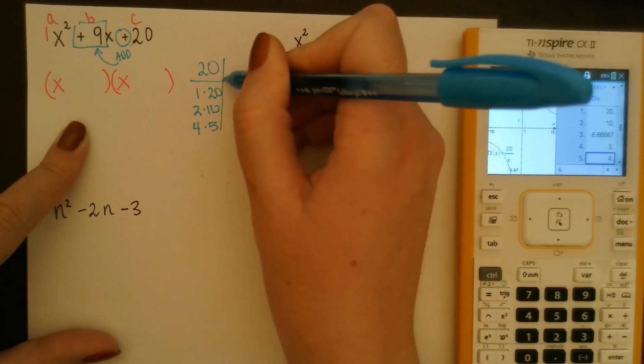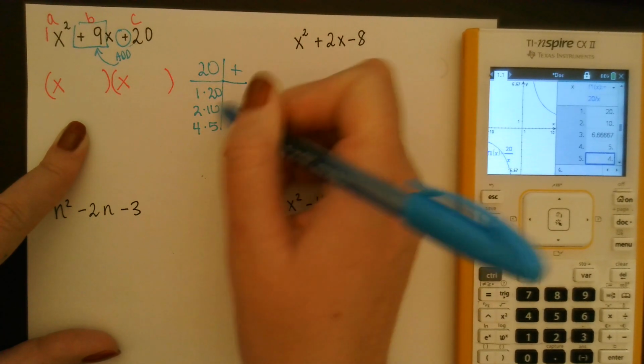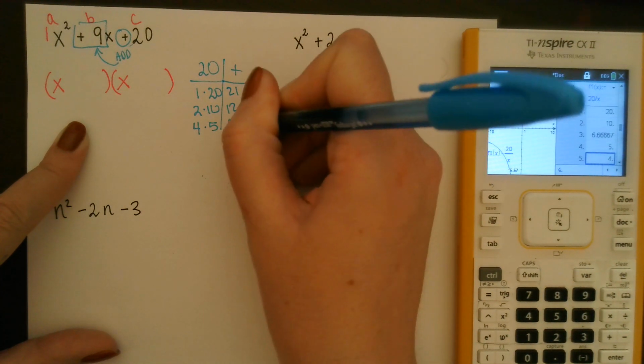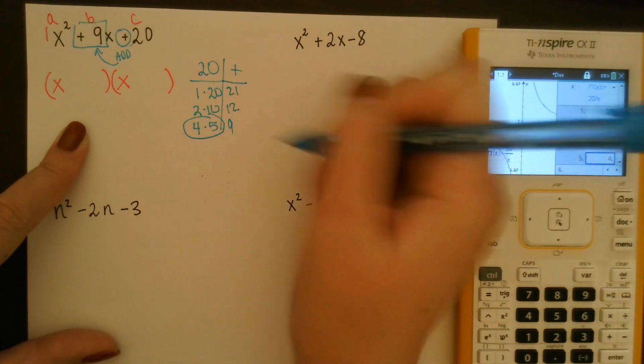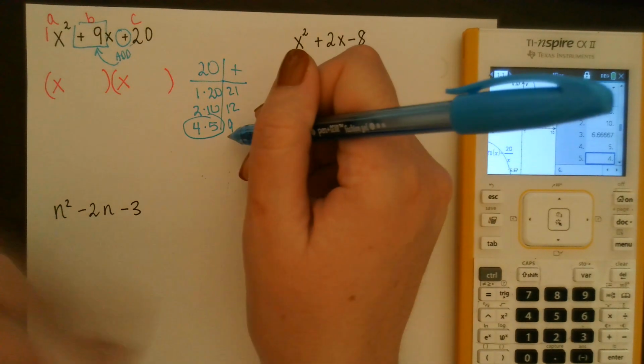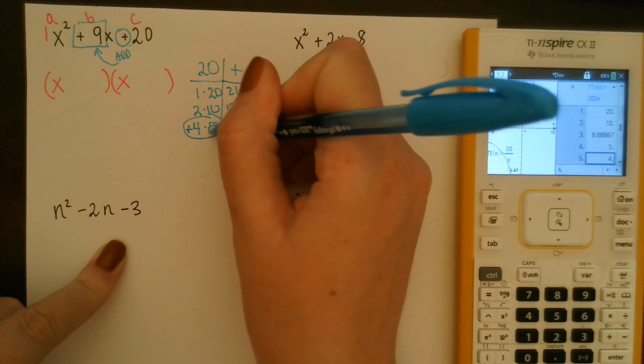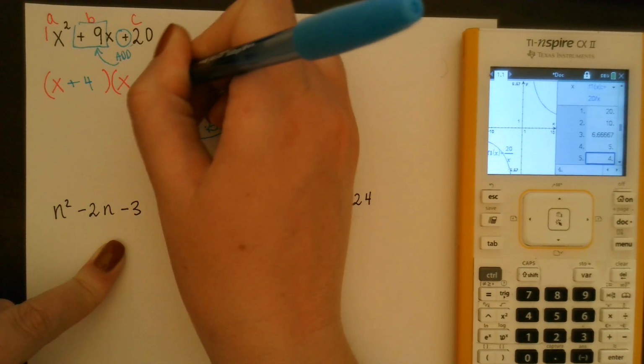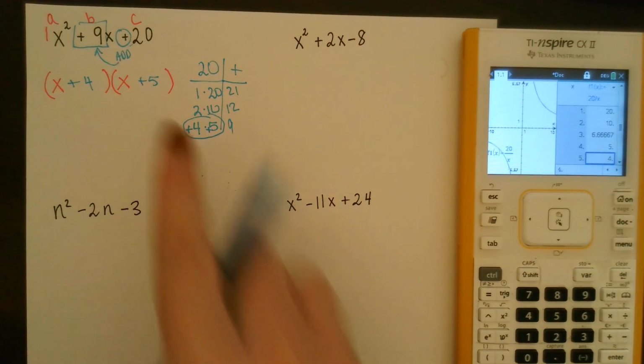So we want to figure out which of these add to a positive 9. Well, that's 21, that's 12, this is 9. And since it's a positive 9, we have a positive 4 and a positive 5. So that tells you the symbols that we use. That is your answer.